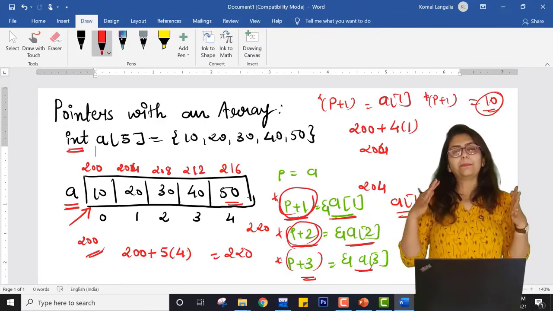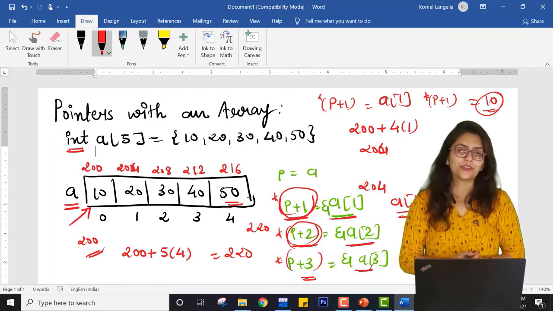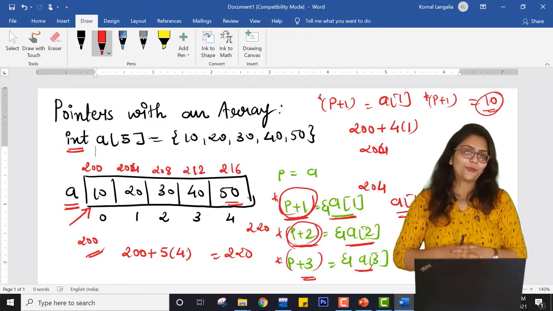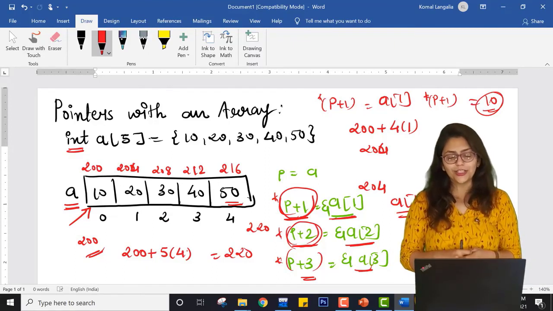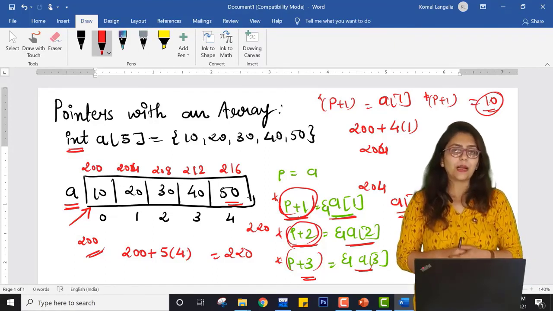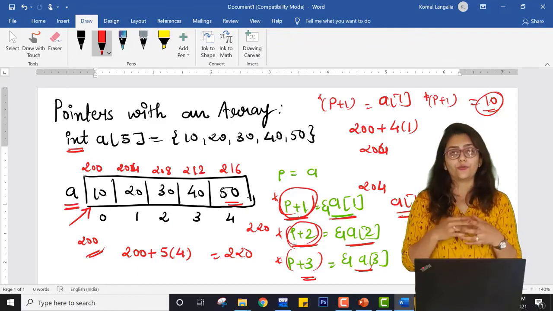Now let's go and perform many practicals on pointers so that it will be very easy for you to understand pointers.